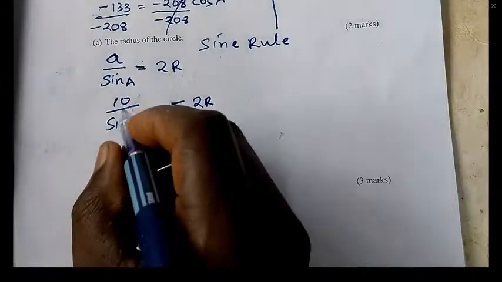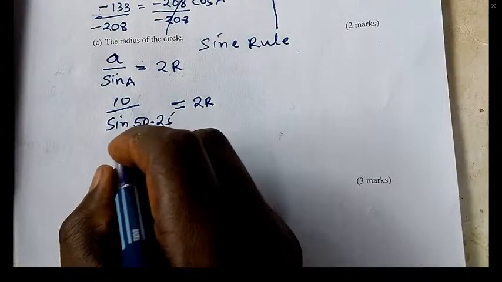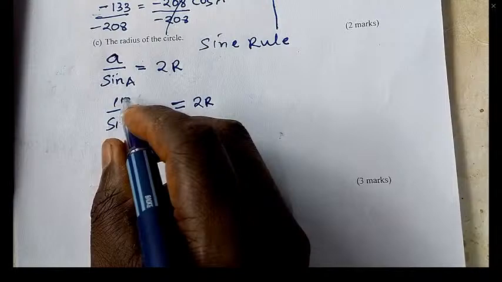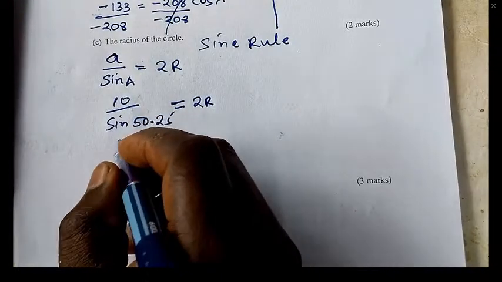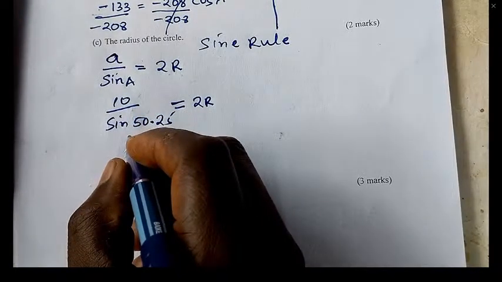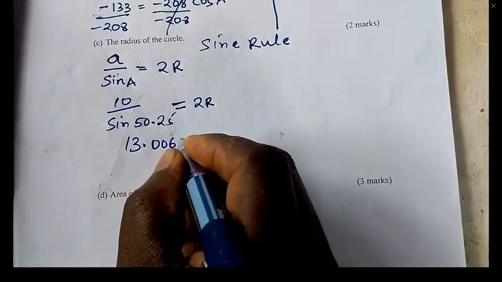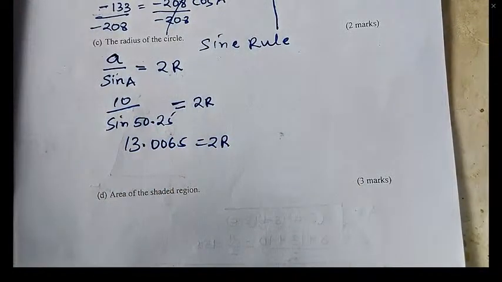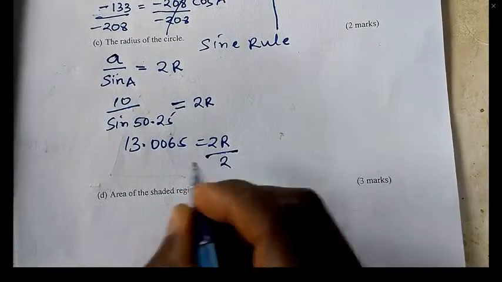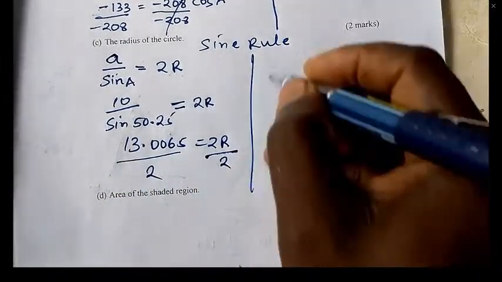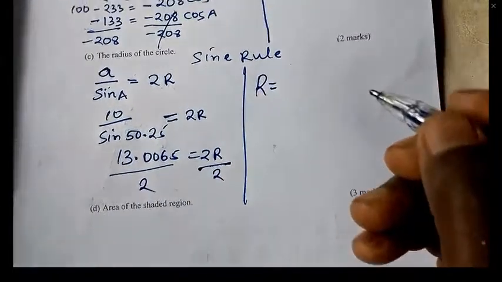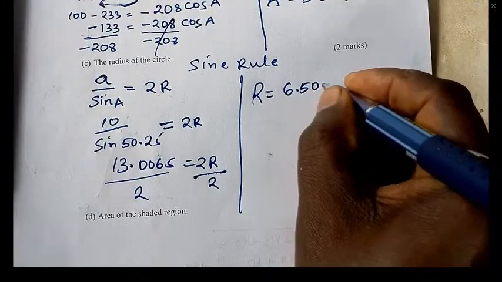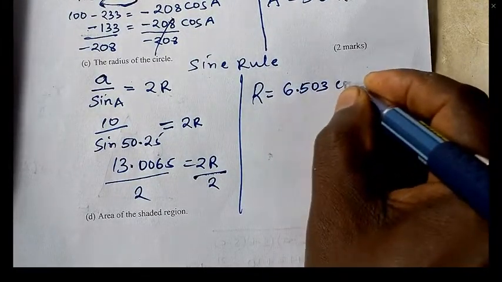So we find this one is going to be 10. You just use your calculator. 10 divided by sine 50, the answer is going to be 13.0065, which is equal to 2r. We want radius, not the 2 radius. Therefore, we divide by 2. So the radius of the circle is going to be 6.503 centimeters. That is the radius.